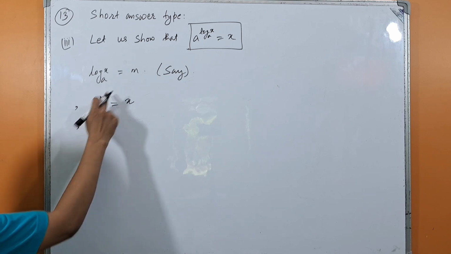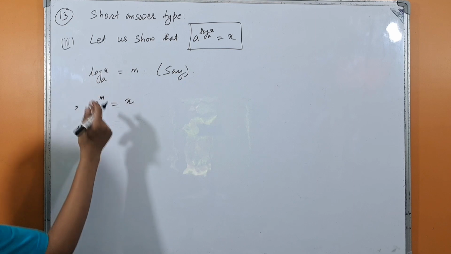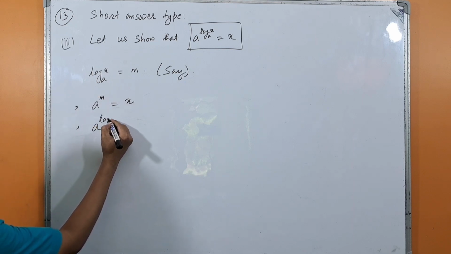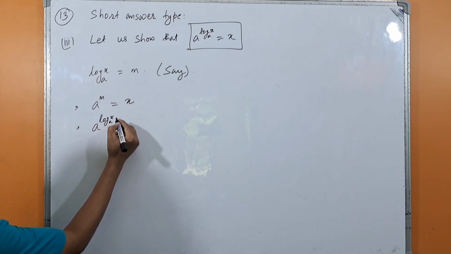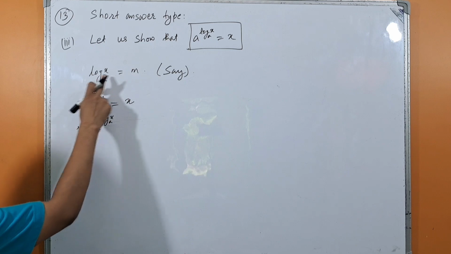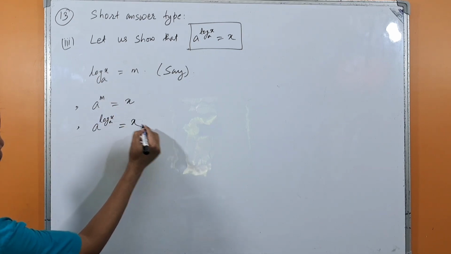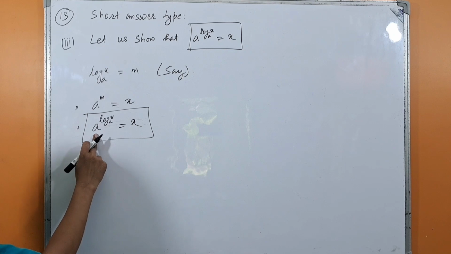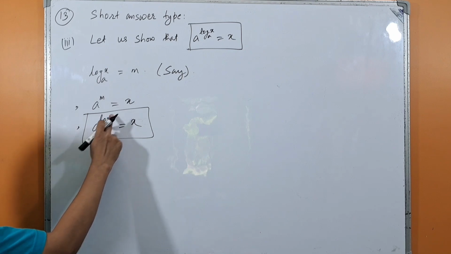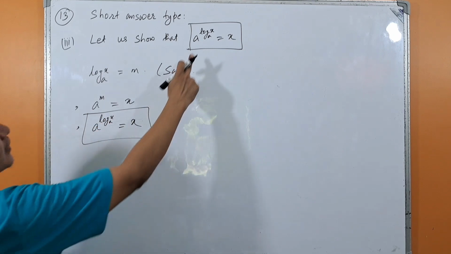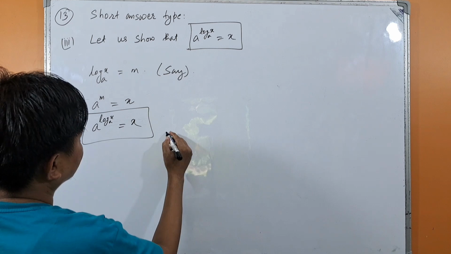What is m? m is log x to the base a. So we can write log x to the base a instead of m, because m is log x to the base a. This will give us x. So hence proved, isn't it? a to the power log x to the base a equal to x. This is what we are asked to prove. Hence proved.